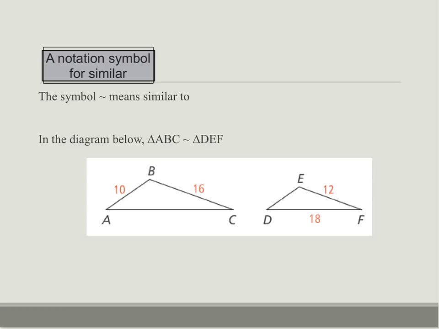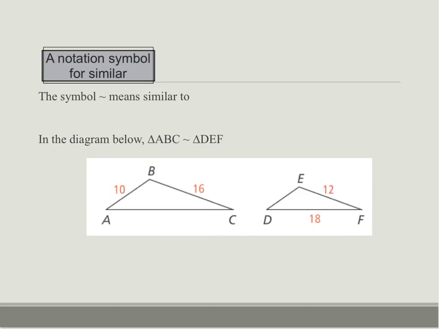Next, we're going to talk about a symbol. This symbol right here means similar. So this tells us that triangle ABC, and they're labeled in order, is similar to DEF. So we know that angle A is similar to angle D, angle B is similar to angle E, and angle C is similar to angle F.